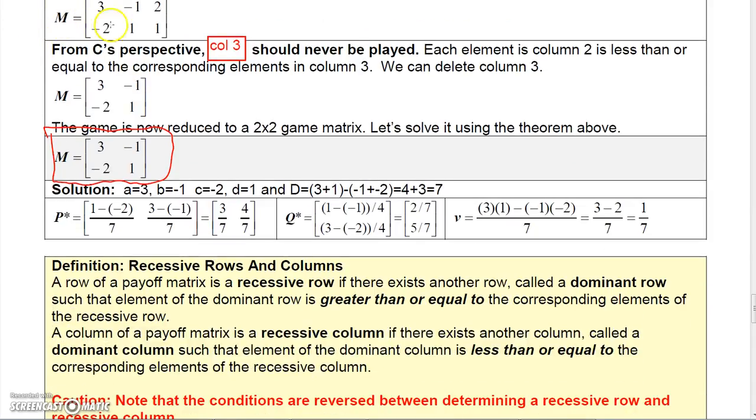And then from that 2 by 2 matrix, you can do what we talked about earlier, and I'll just let you refer back to that, where we use those formulas to get P star, Q star, and V. And notice that P star is 3/7 and 4/7, Q star is 2/7 and 5/7, and then V is 1/7.